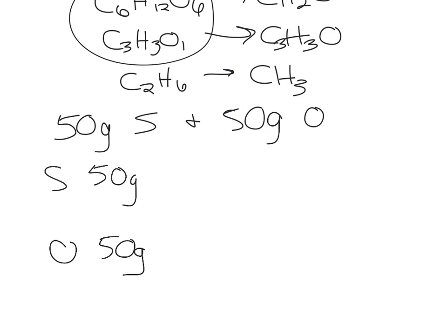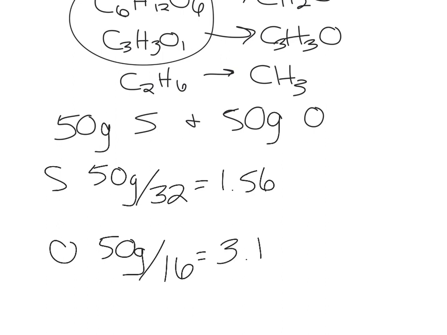So mass to mole, you divide each one by its molar mass. So sulfur weighs 32 according to the periodic table, and oxygen weighs 16 according to the periodic table. Here's my calculator. So this gives me 1.56 moles of sulfur, and this gives me 3.13 moles of oxygen. Okay, so we did percent to mass, mass to mole.